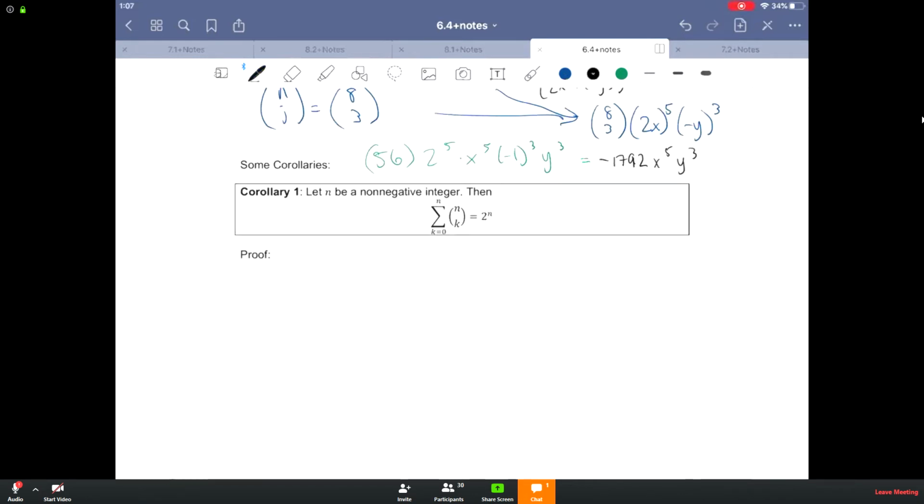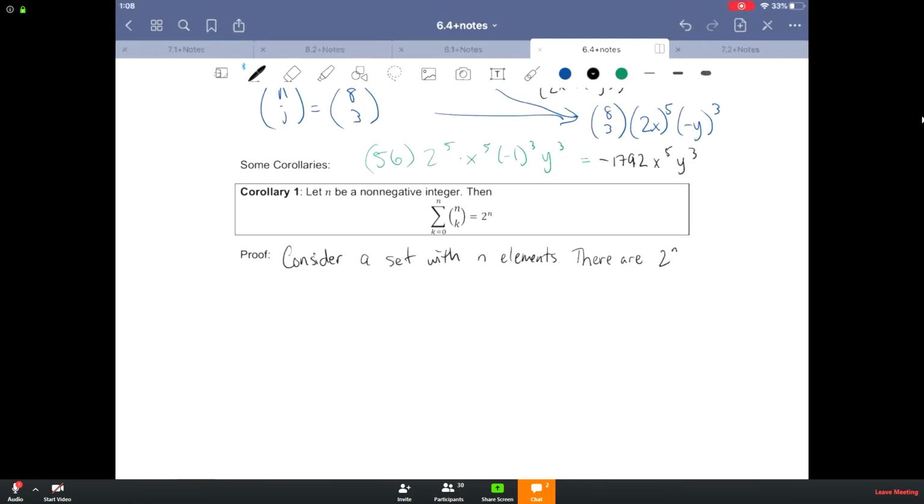So let's think about a set with n elements. Okay, so we have a set with n elements. Now think back. How many subsets are there of a set with n elements? Yeah, it's 2 to the nth power, okay?